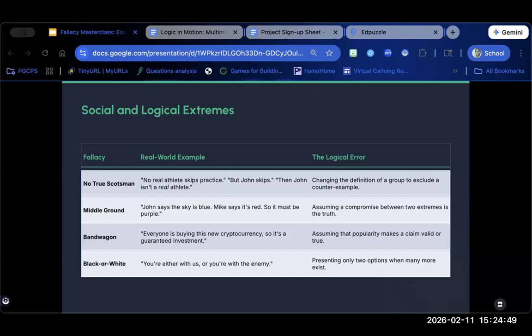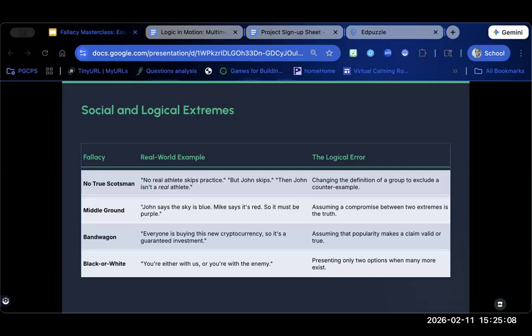We have the bandwagon fallacy, and someone had mentioned to me that the Super Bowl was a great example of this, because their team necessarily wasn't winning. Then they jumped on the team that all of their family supported, like the Seahawks or something like that. So, assuming that popularity makes a claim valid or true.